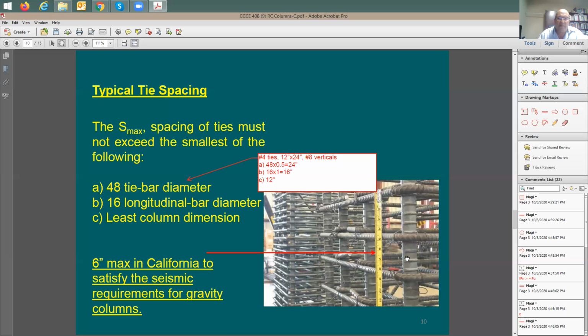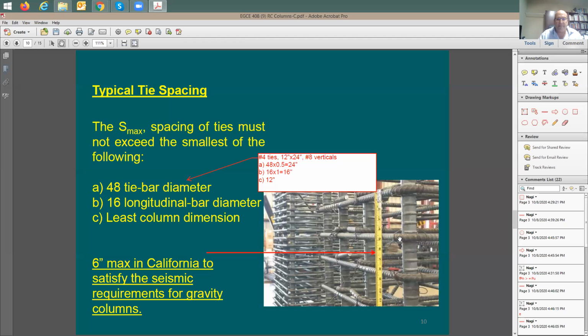This is all good, but once you come here to California, they said, well, for this column, we understand this is going to be a gravity column, but we also have some seismic requirements on the gravity column. Because this column here is going to be moving right and left with the entire building, it's going to be exposed to drift. Drift means this lateral displacement. So in California, the maximum spacing here is going to be 6 inches, just to satisfy the seismic requirements for the gravity columns. Okay, good. Doesn't look that tough. Also, we have some calculations for this tie reinforcement. We have an equation for it, but we're not going to cover it today.